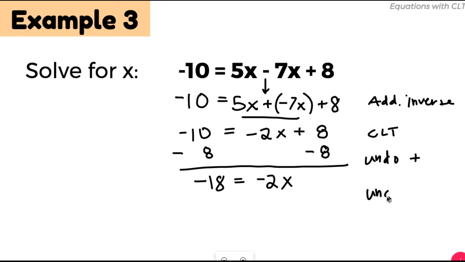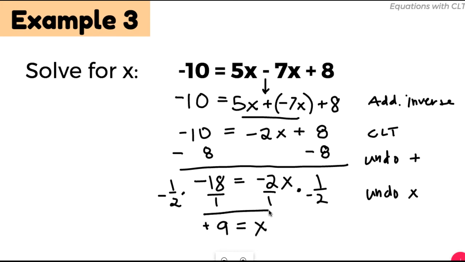Now I undo multiplication by multiplying each side by the reciprocal of this coefficient. Now remember, a negative times a negative is a positive, so I know my answer is a positive number. You can simplify at the beginning or simplify at the end, but either way, you end up with x equals positive 9.